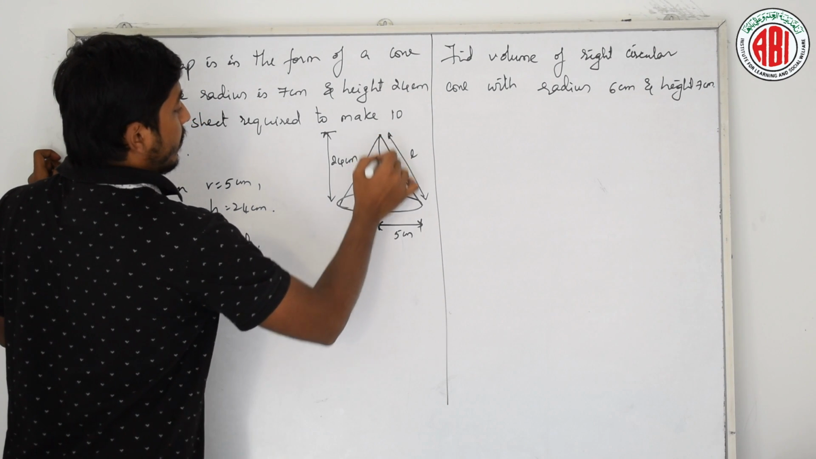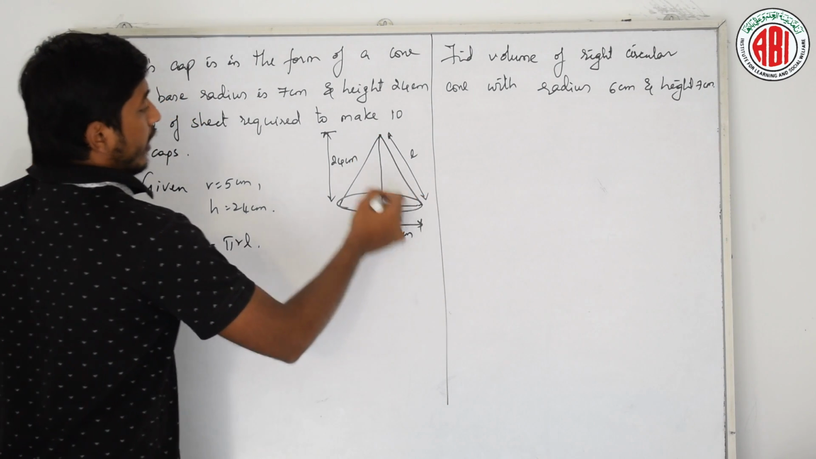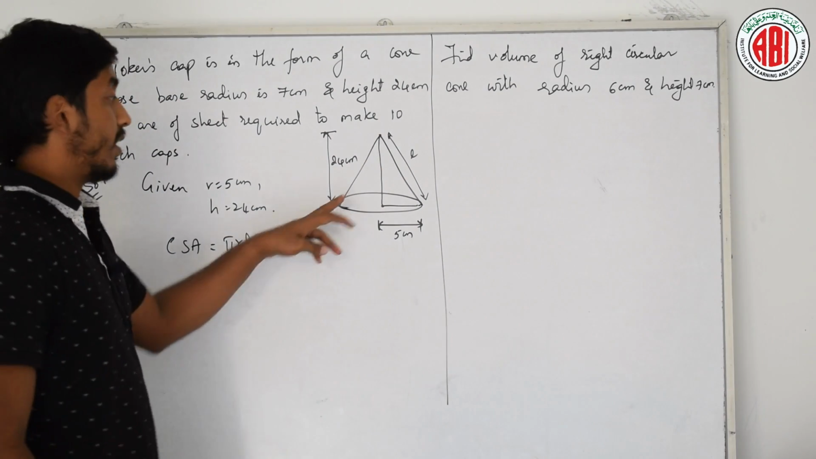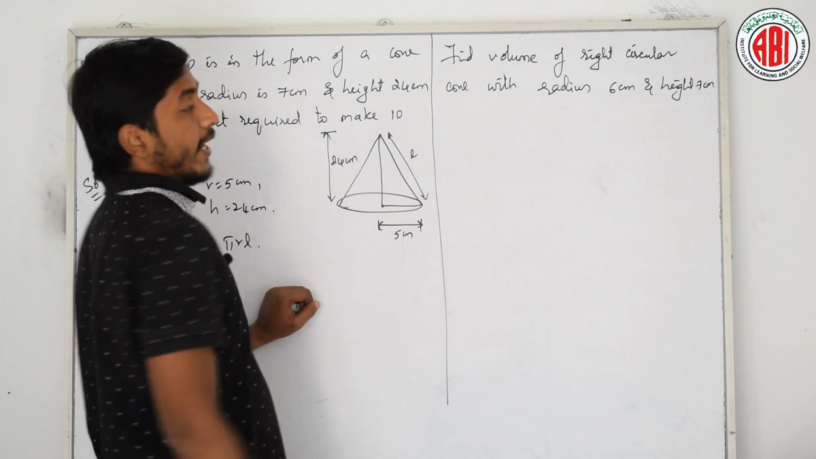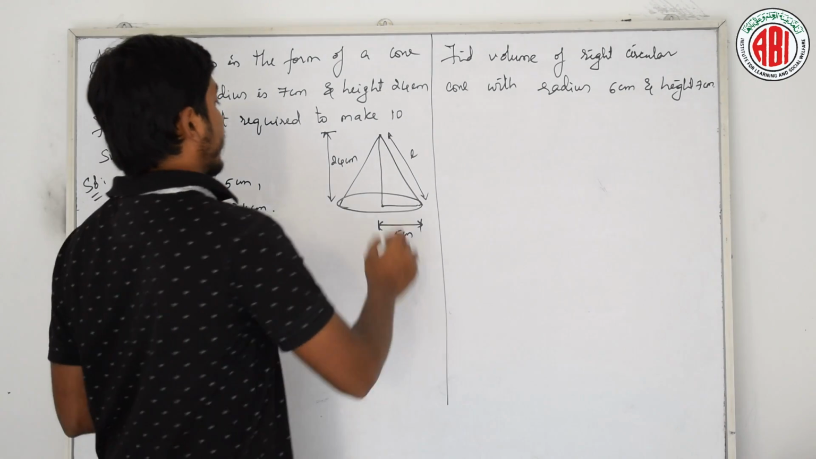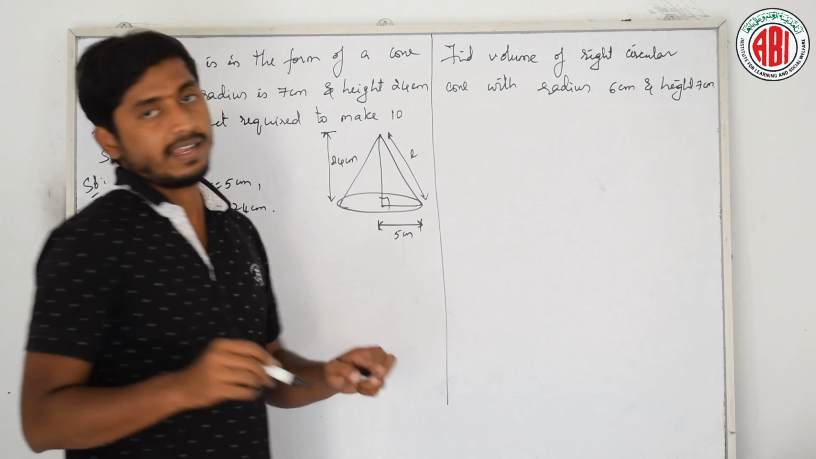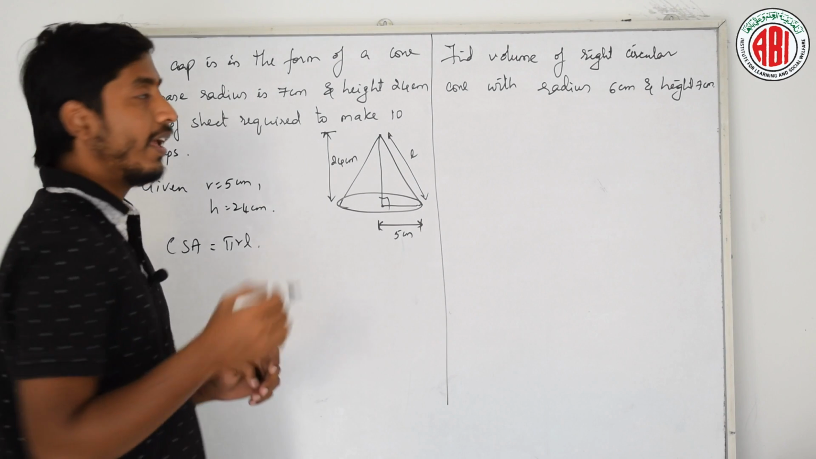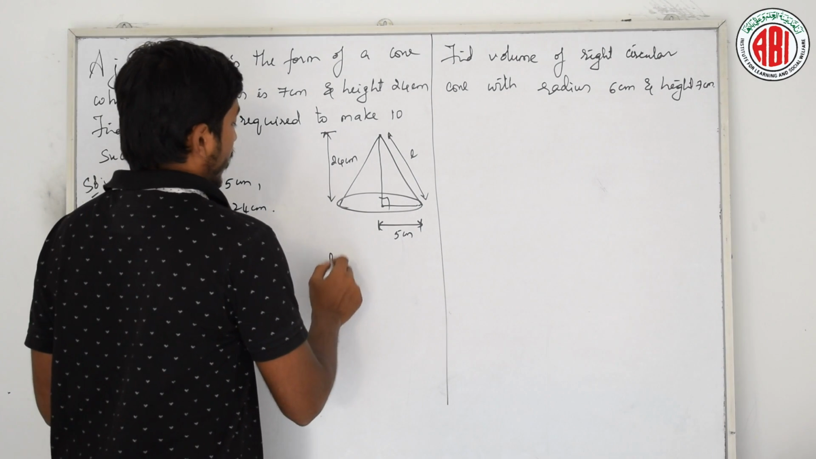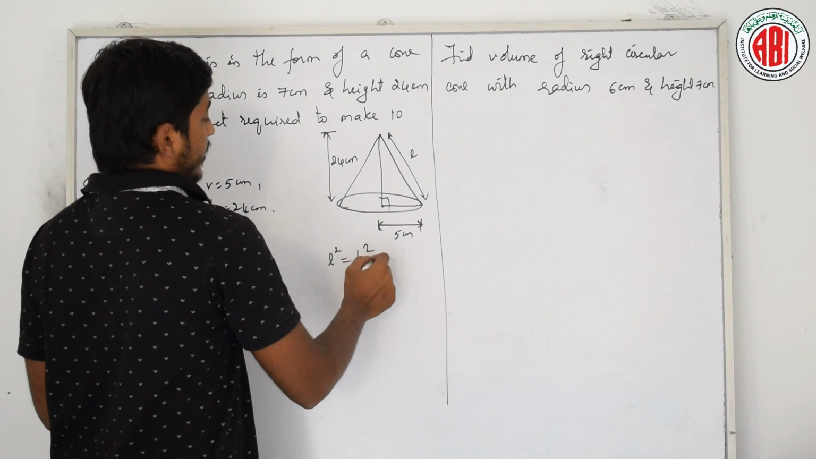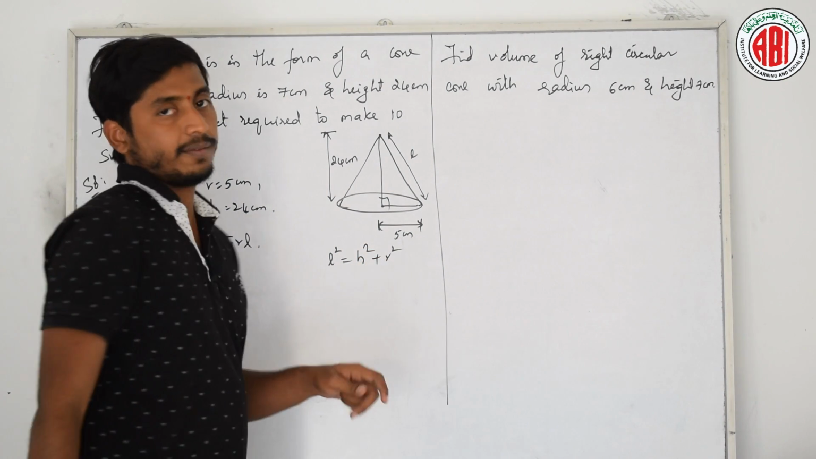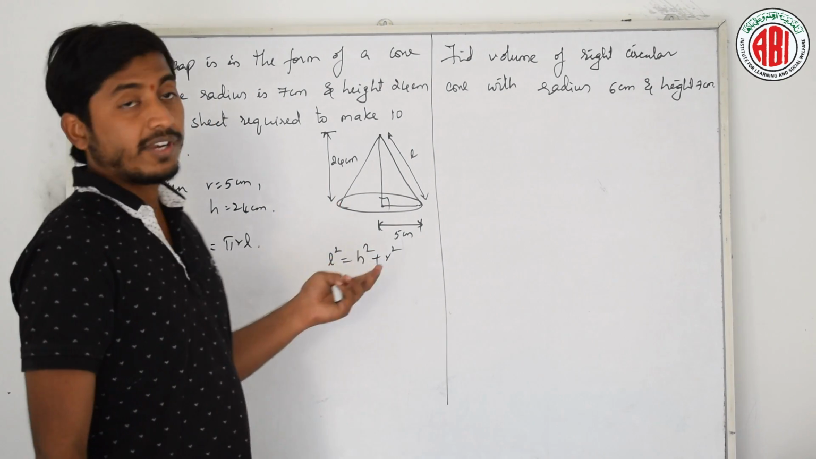How do we find it? Tell me. This is the radius and this is the height. What is the radius here? 7. What is the height? 24. If you observe, this is nothing but a right angle triangle. In a circular cone, you should remember that the hypotenuse, L square is equal to H square plus R square. Fine. Shall we substitute and find?